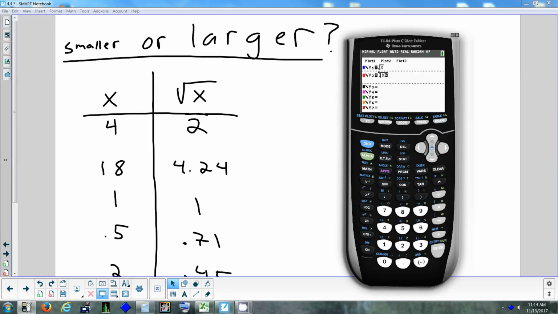So the fact that sometimes you take the square root and it gets smaller, sometimes you take the square root and it gets bigger, is going to give us kind of an interesting comparison between these two graphs. Okay, so there's the square root, and there's the fourth root. Okay.